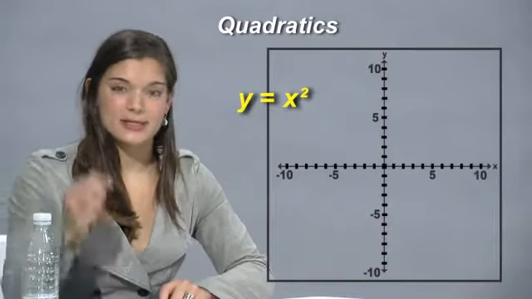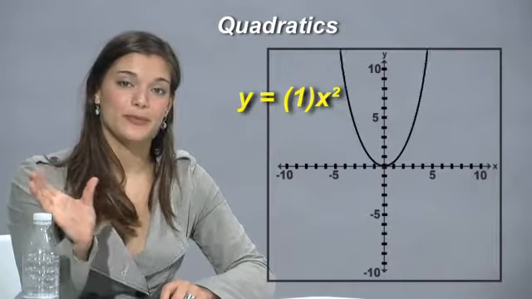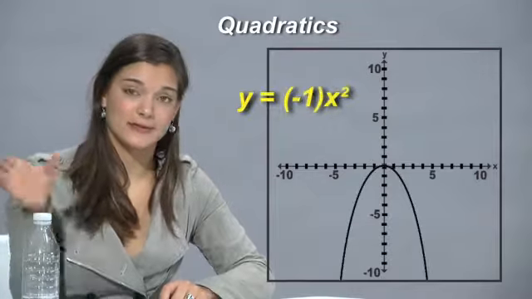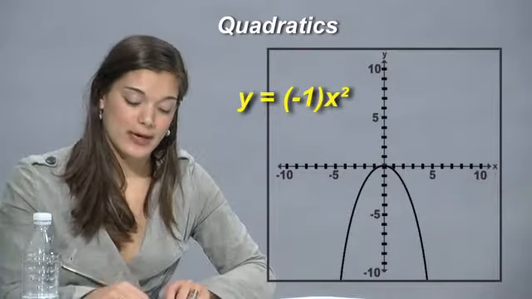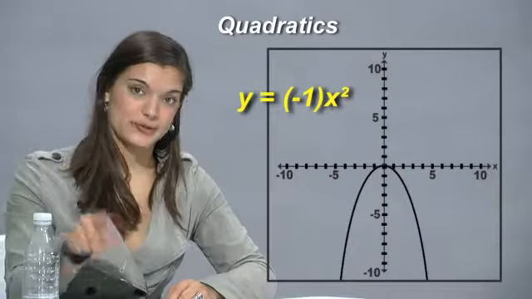Let's first start with the constant a. If a is positive, the graph is going to face up, but if a is negative, the graph is going to face down. If we have y equals negative x squared, the graph is like a giant arch. It faces down.